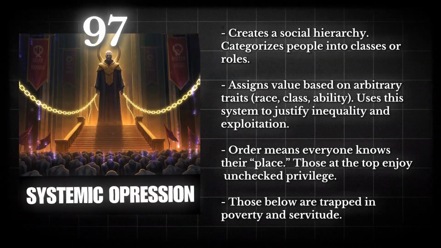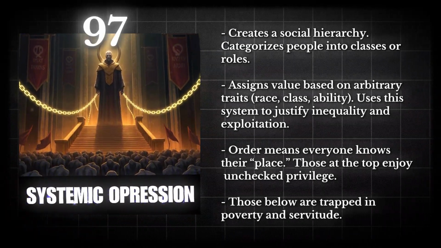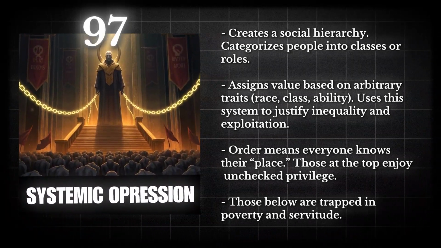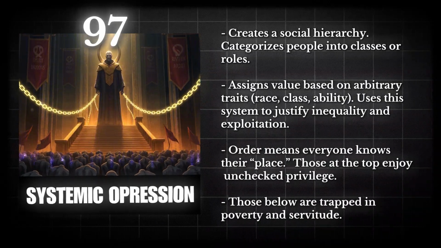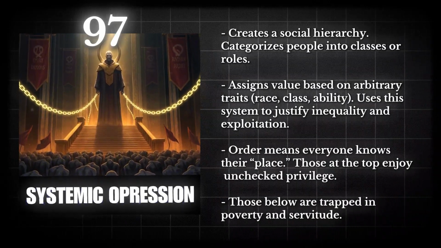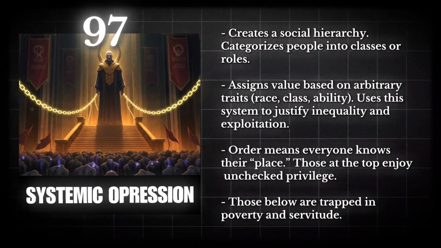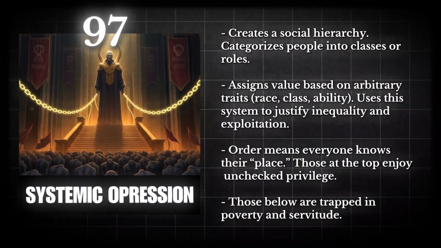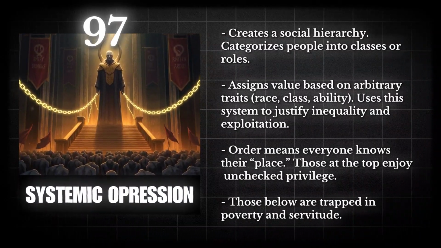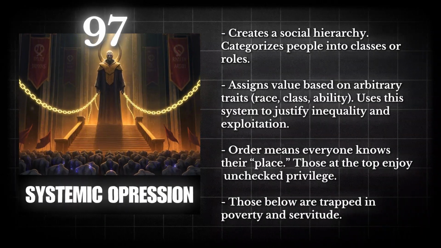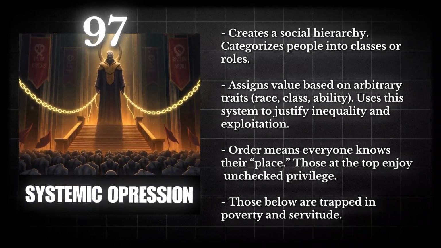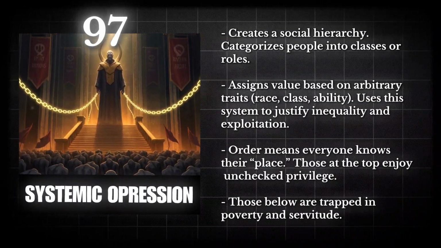97. Systemic oppression. The villain creates a social hierarchy, categorizing people into classes or roles to maintain control. They assign value based on arbitrary traits, race, class, ability, and use this system to justify inequality and exploitation. Order means everyone knows their place. Those at the top enjoy unchecked privilege, while those below are trapped in poverty and servitude.